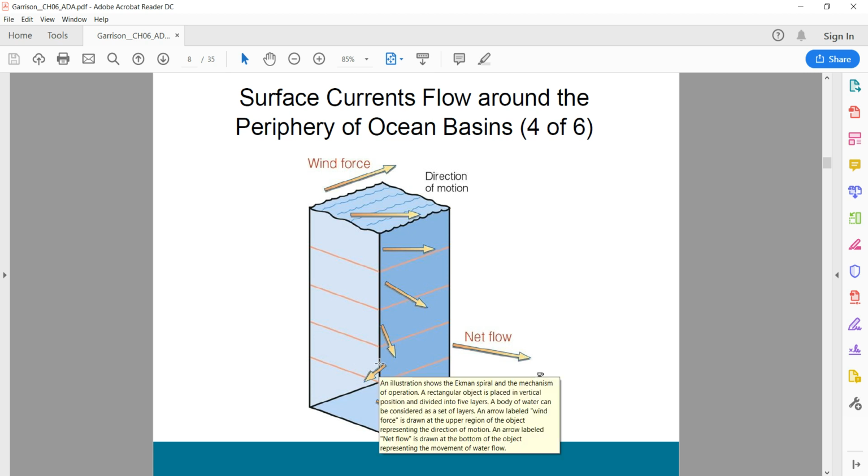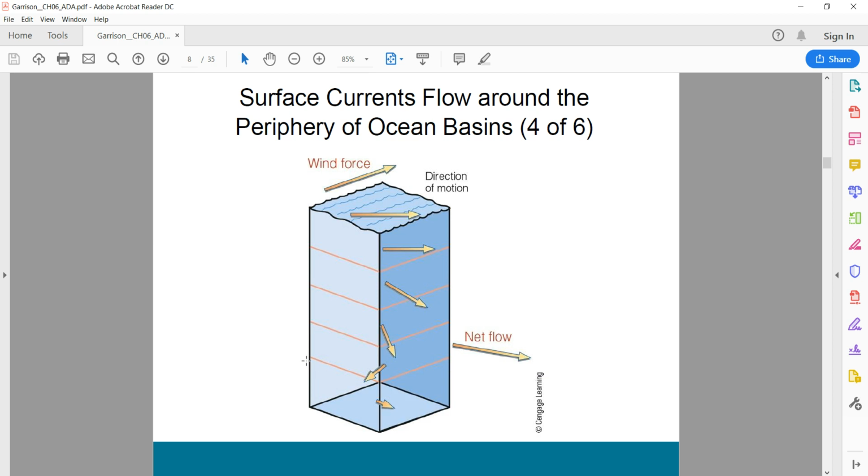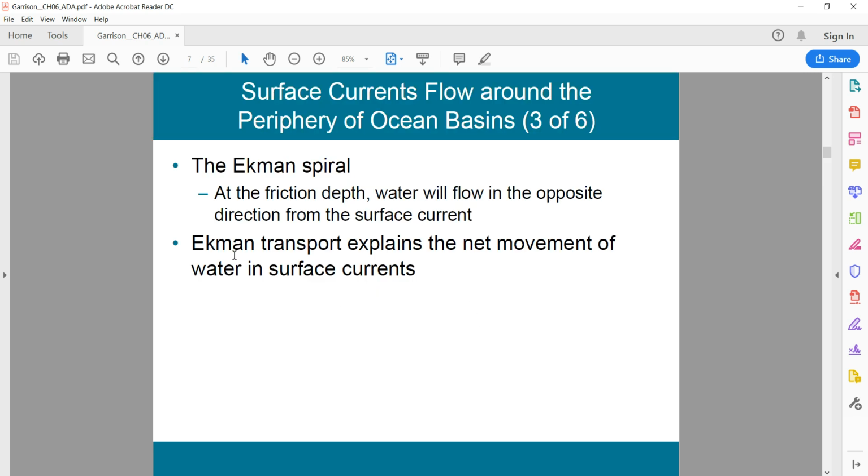It's still not the deep ocean, it is still near the surface, but compared to the surface it is a little bit the underneath layer. It is moving the water in a different direction, and so the net transport of the water due to surface current will not be exactly the same as the water moved by the wind forces, because if you look deeper in the layer, this layer is moving water in the opposite direction. So that's why there is a term Ekman transport that explains the net movement of water in surface currents.